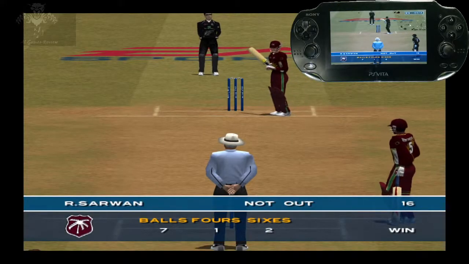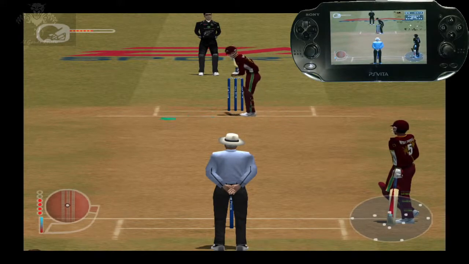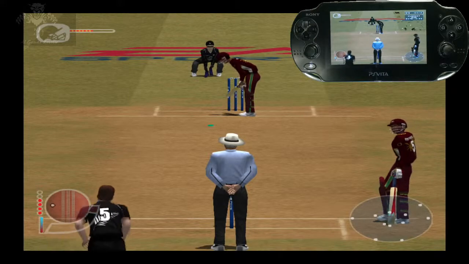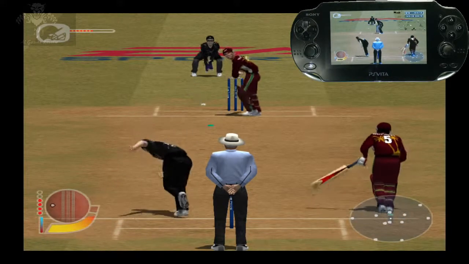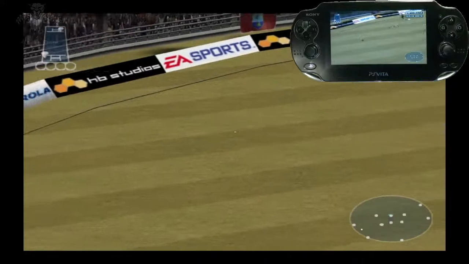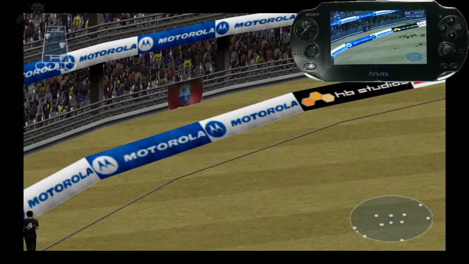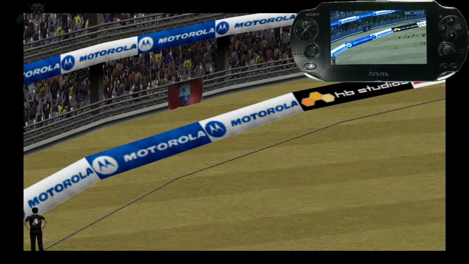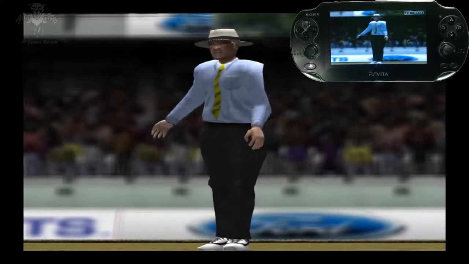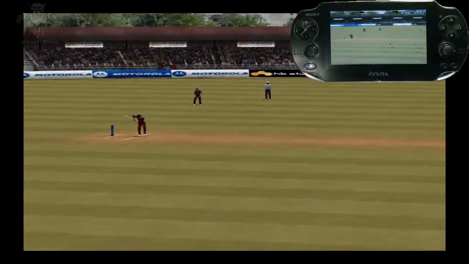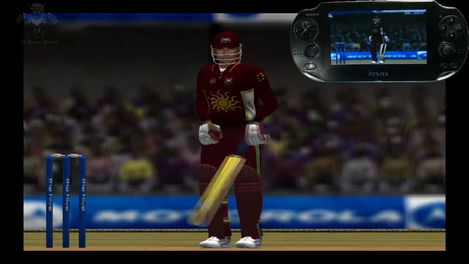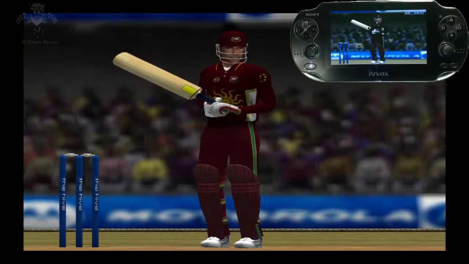Cairns to Sawan. Got it into the gap. Forum is not going to reach that. Sawan has now moved into the 20s. Overpitch to him and you can guarantee it'll get punished. West Indies are 3 for 108.